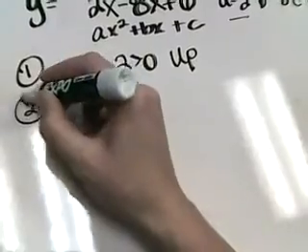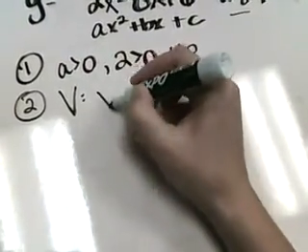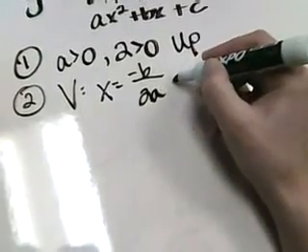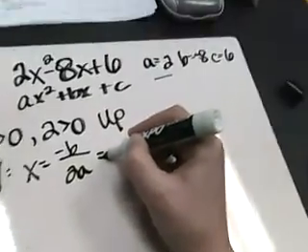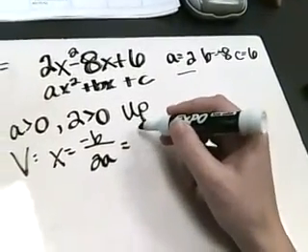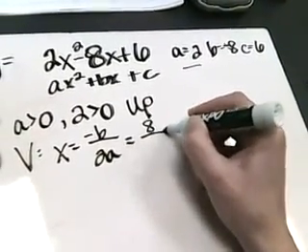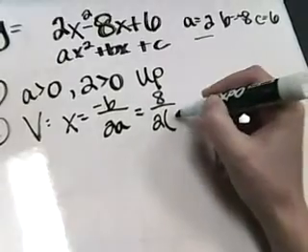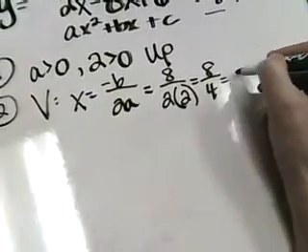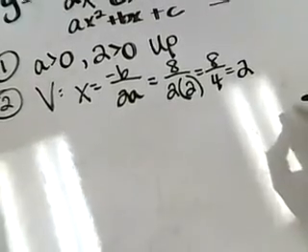Step 2 is to find the vertex, and for our x-coordinate it says take negative b over 2a. So in this case, our b is negative 8, so the negative of a negative 8 would make that positive 8 over 2 times a is 2. So we'd have 8 over 4 or 2.